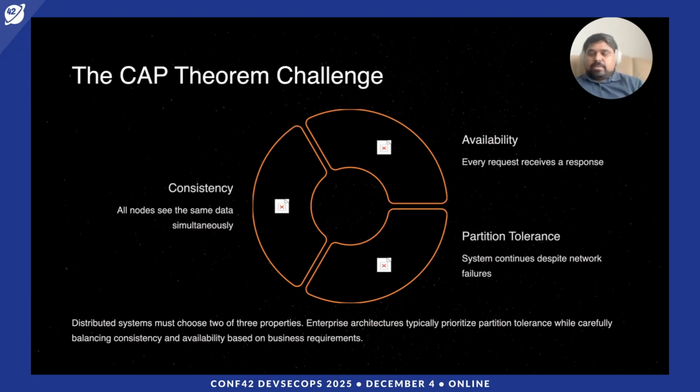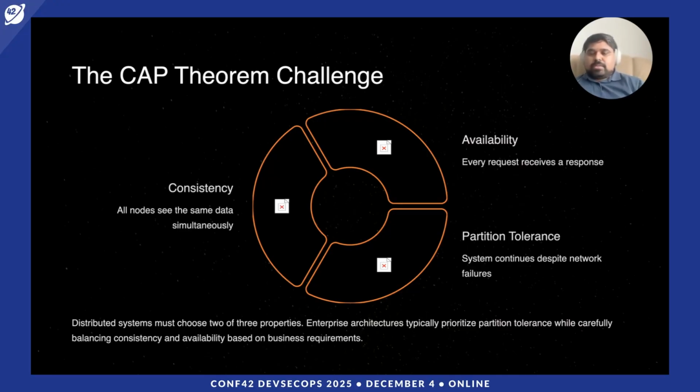The trade-offs in practice. CA systems are very rare. It's consistent plus available, but fails if there is a partition. Example, a traditional single data center relational database. Not fault tolerant, so one failure is a complete outage.